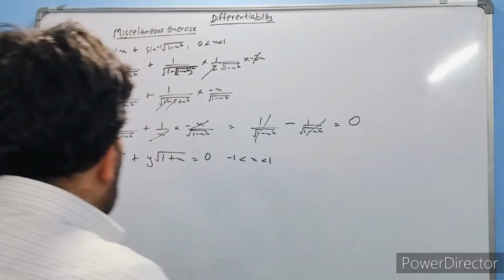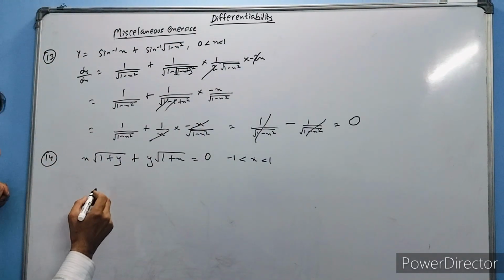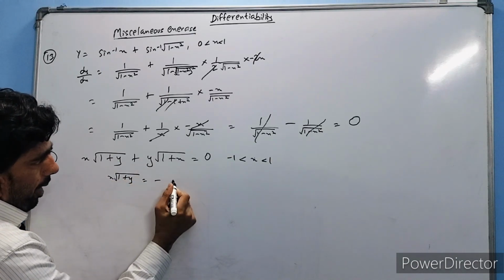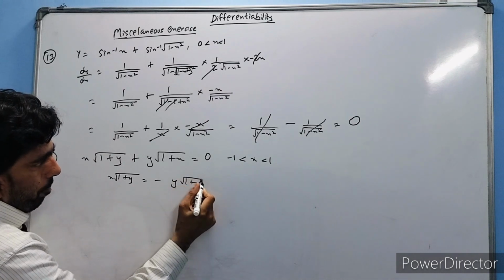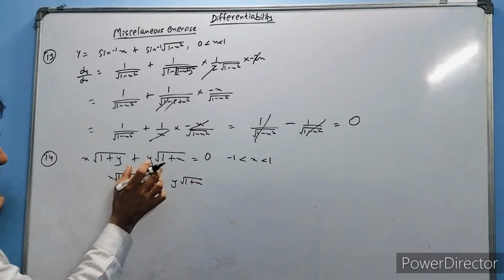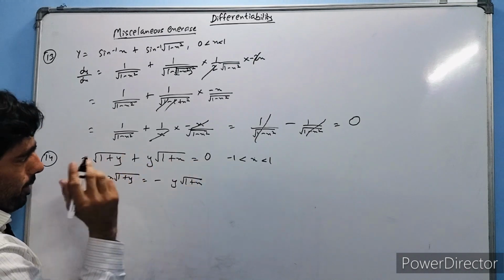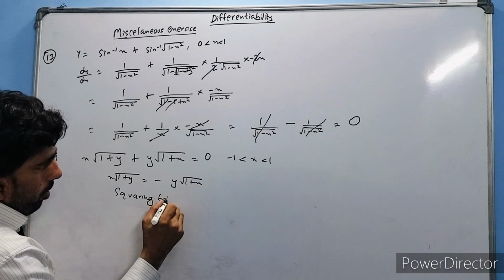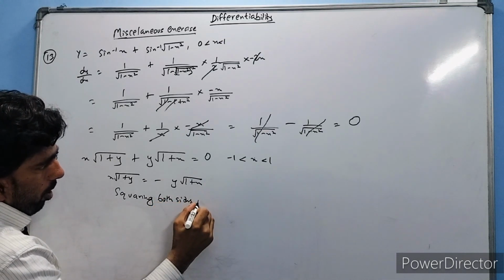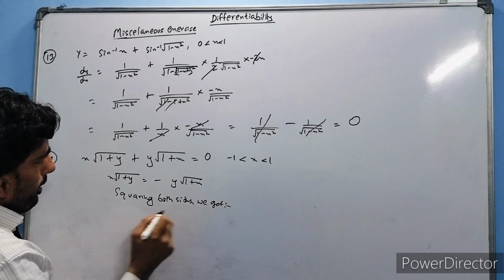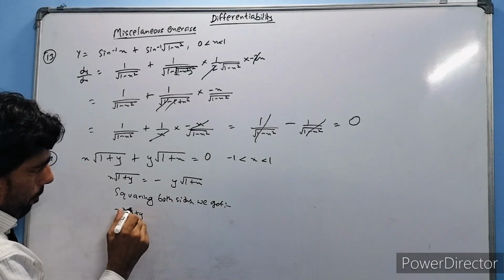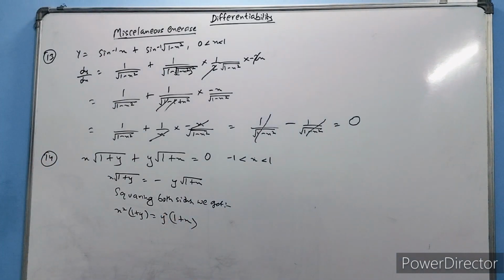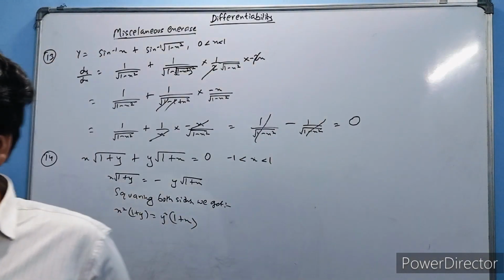So now they have given this function. How will we find it? We will solve it as it is. Taking y square root of 1 plus x to the right hand side, it becomes negative. Now squaring both sides, we have x square into 1 plus y, and y square into 1 plus x.